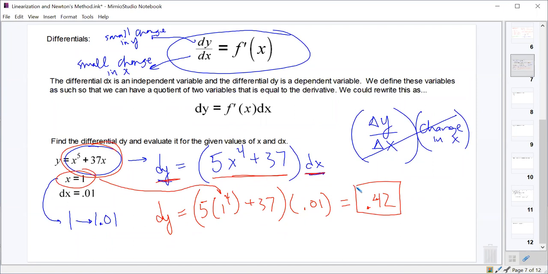Will dx always be given to you? Sorry, say that again? Will dx always be given? Yeah, I may ask you how much would x change if y changed a certain amount, so you might have to solve the other way around, but yeah, I'll give you some value for x and some value for dx. Or I might say, about how much does y change if x goes from 1 to 1.02, so then you'd have to at least be able to do that subtraction and say, all right, the dx is 0.02 because we're starting at 1 and going to 1.02. Okay. Does that make sense? Yeah.